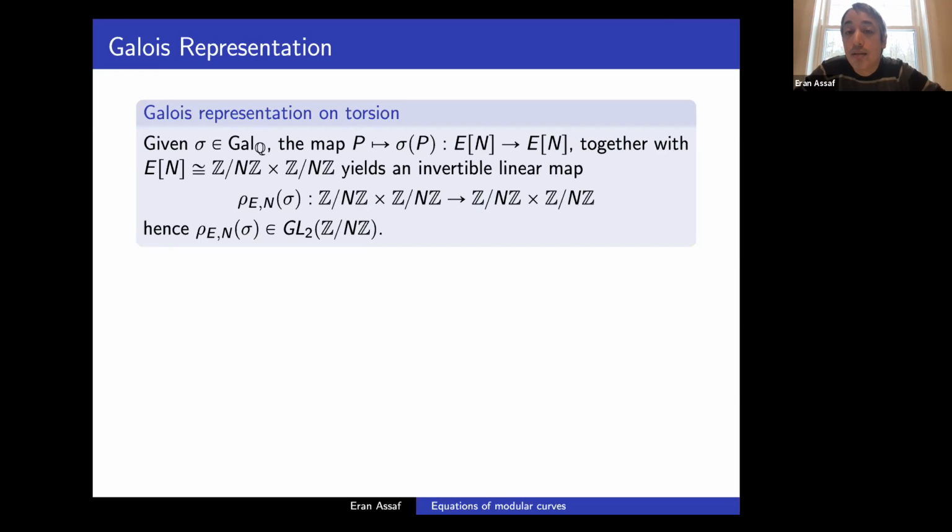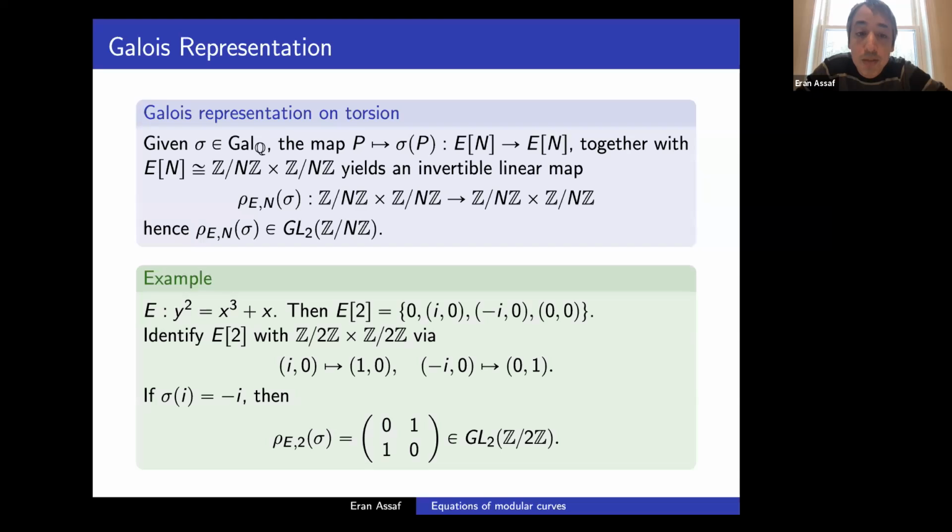And we know that the torsion points of order n are of the form Z mod n times Z mod n. So every automorphism, every invertible map on this group will be a matrix, an invertible 2 by 2 matrix with coordinates in Z mod nZ. So this gives us a map from automorphisms, elements of the absolute Galois group, to 2 by 2 matrices.